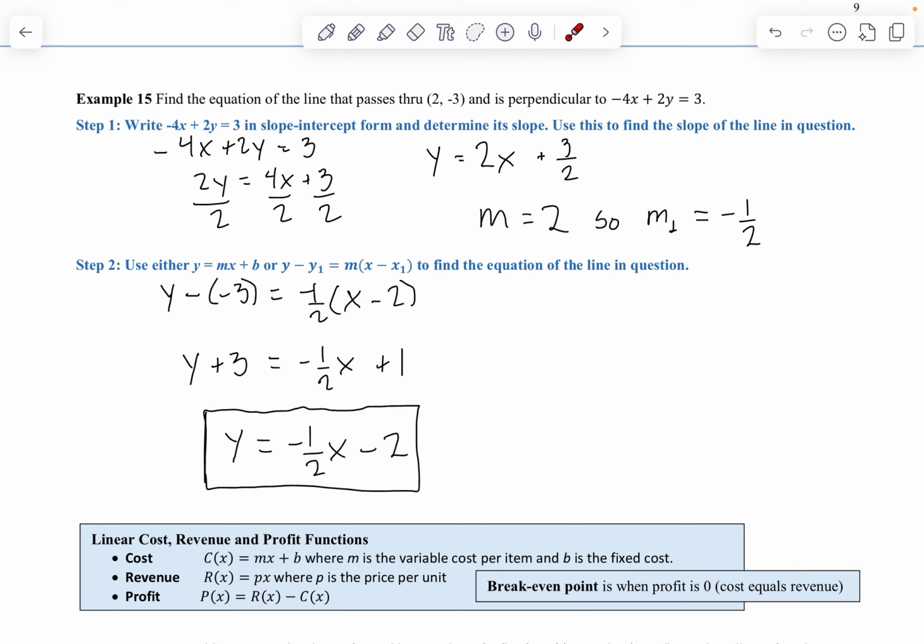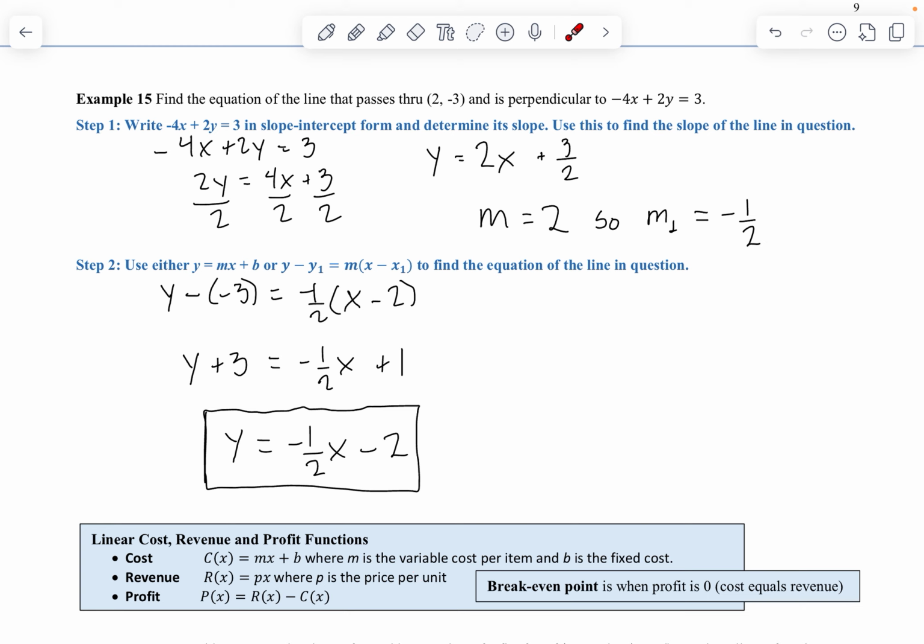And then the profit is the money that you get to keep, your take home, essentially. It's the money that you get to keep after you factor in the cost. You figure out the profit by taking the revenue and subtracting the costs. Now, the break-even point is where the profit is equal to zero, or specifically when the cost equals the revenue.